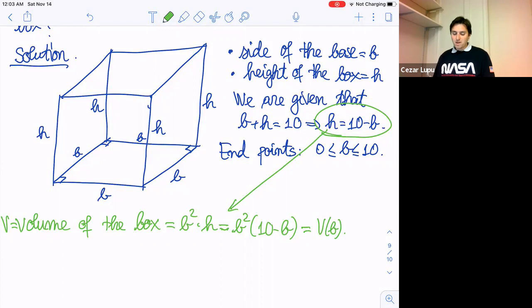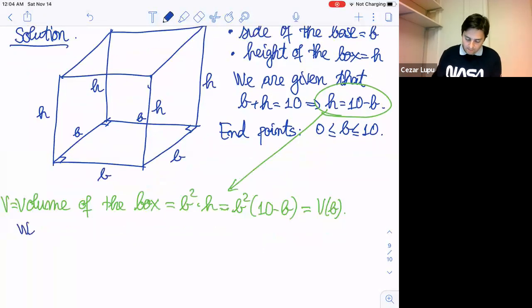Okay. All right. So I have this function. At this point, the problem translates into the following. I have this function v of b, which is given by b squared times 10 minus b. And this function is defined from 0 to 10. So basically, I have to find the absolute extrema. So let's do that. Let's take the derivative.